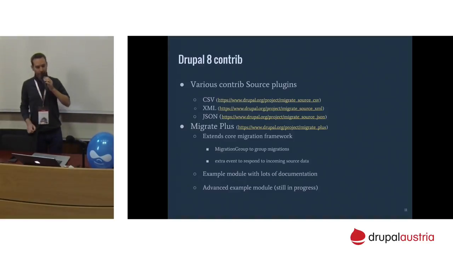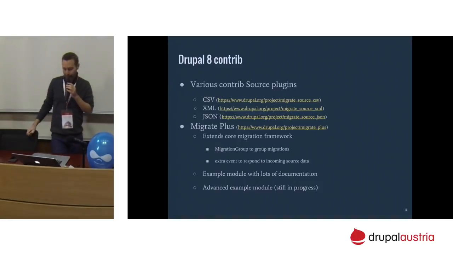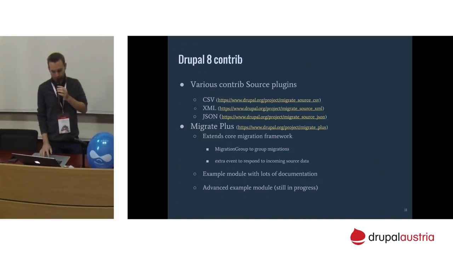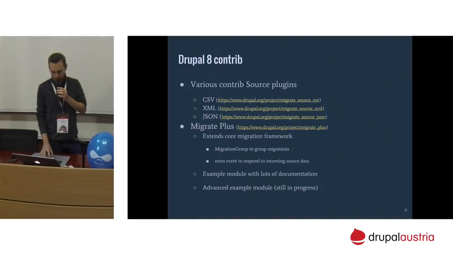All right, and then there's a bunch of contrib modules that provide source plugins. So as I will explain later on, there is a pipeline in Migrate. And the first thing you need to do is get the data from a specific source. There are contrib modules which can get them from CSV, XML, JSON, things like that. This is useful if you import from or migrate from a proprietary system or some other system.